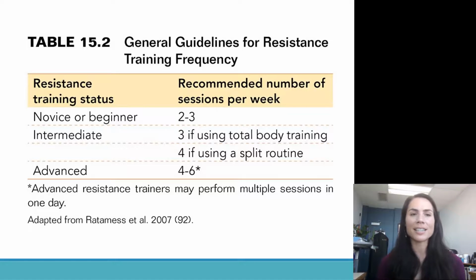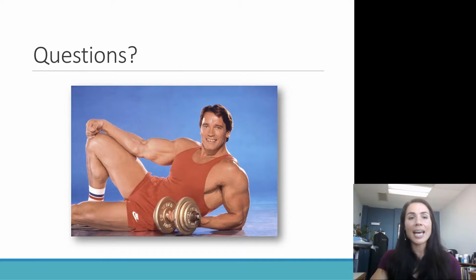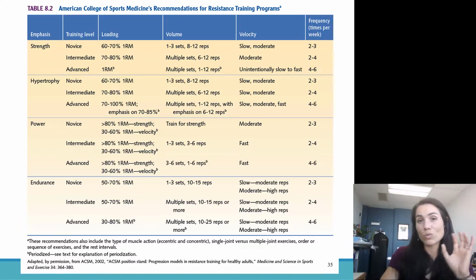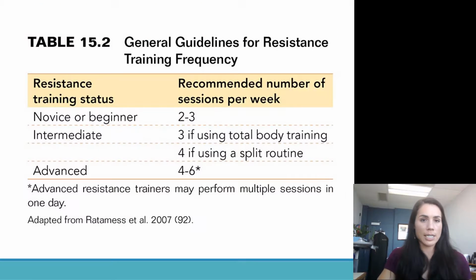This is another general guideline. Again, this comes from NSCA, right? So for novice or beginner lifters, they're going to go anywhere from 2 to 3 times per week. For intermediate, it's going to be 3 if they're doing total body training, or 4 if they're doing split routines. And then if they're advanced, they can probably do a little bit more, so 4 to 6 times per week. Again, that's a lot, but if you go back to this one chart, it has everything in there for you. So I recommend using something like this because it's comprehensive, you can go back to it and get a lot of information for training your different clients.